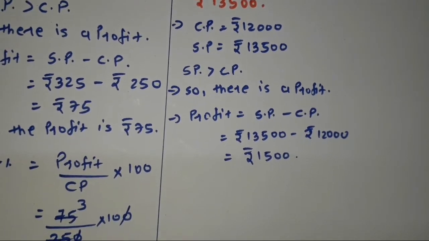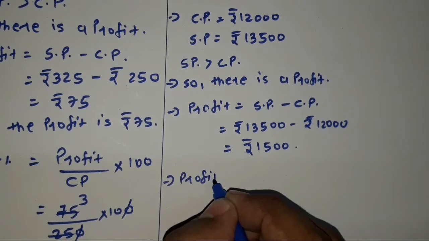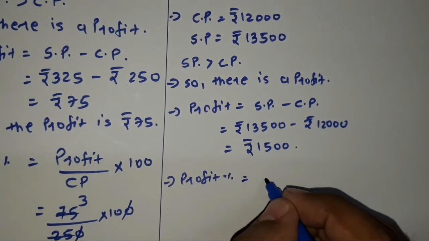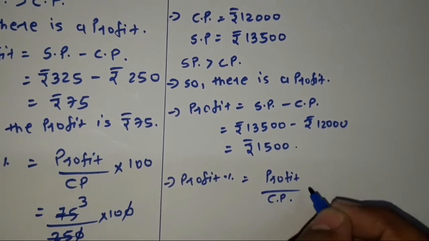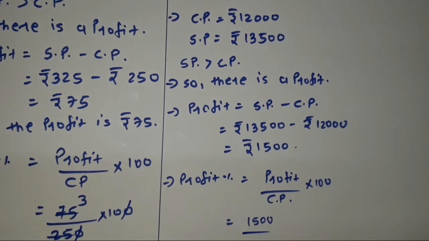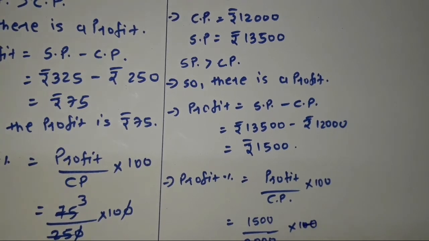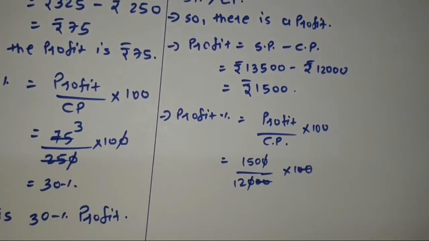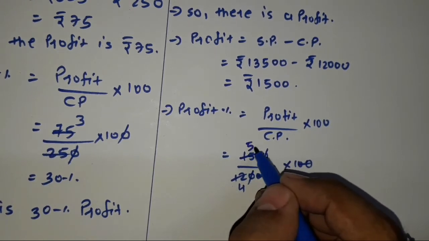To find profit percentage, the equation for that is: profit percentage is equal to profit divided by cost price, multiplied by 100. Whatever the answer, that will be in percentage. So profit is how much? It is 1,500 upon cost price, which is 12,000, multiplied by 100. Now these two zeros will be cancelled. This one zero will be cancelled. 12 and 15 are both divisible by 3. So what we will do here? 3 fours are 12, 3 fives are 15, and 0 will be here.